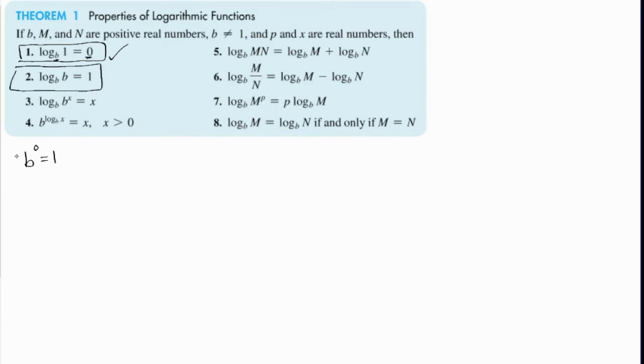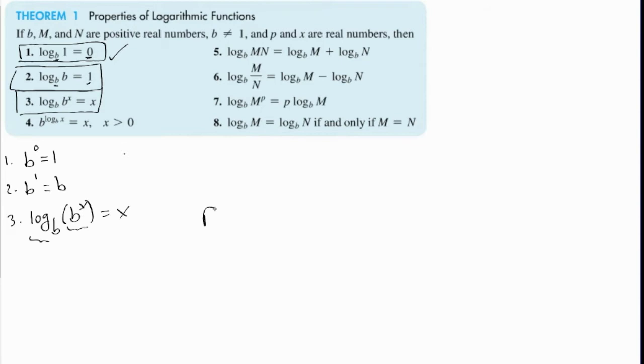Property number 2. Remember, b is the base and the y is the exponent, so b raised to the first power is itself. Anything raised to the first power is itself. Property 3. Log base b with an argument of b to the x is equal to x. So what we have here is a log function and an exponential function, which we said were inverses. And a property of inverses is that when you compose them together, they extract the argument, they extract the variable.